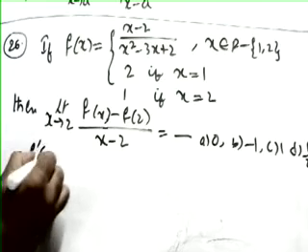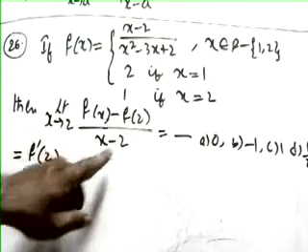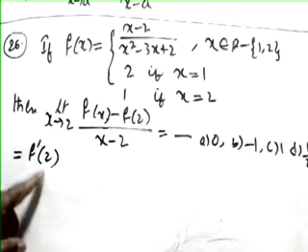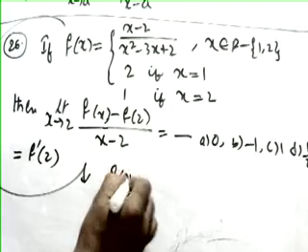Not to go in detail. We can use this as f dash 2: limit x tends to a, f of x minus f of a by x minus a is f dash 2. So let me find f dash 2 from here.